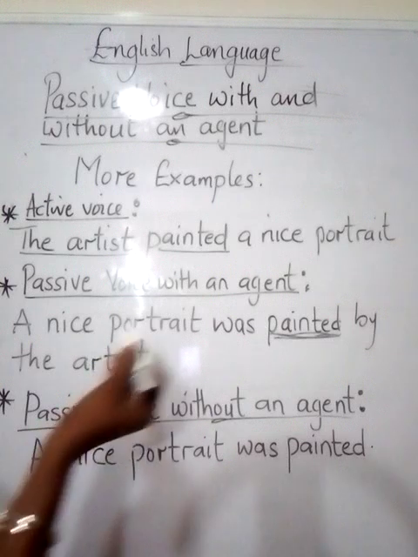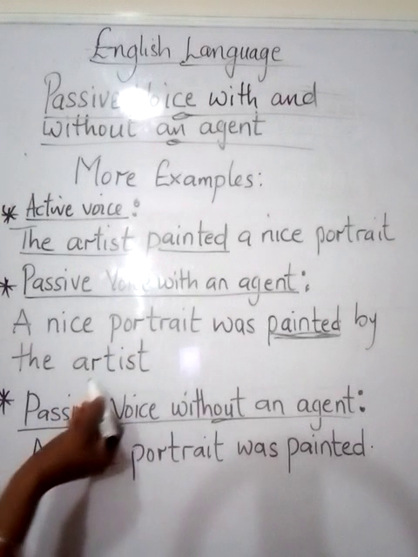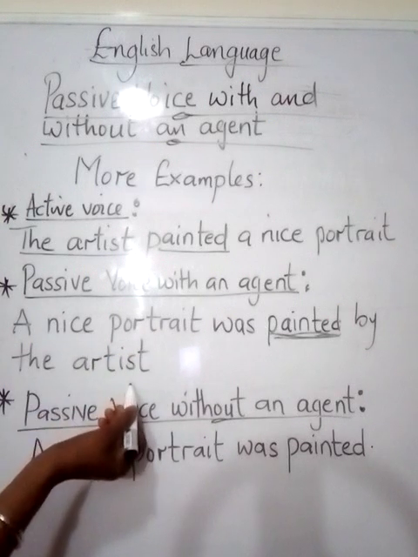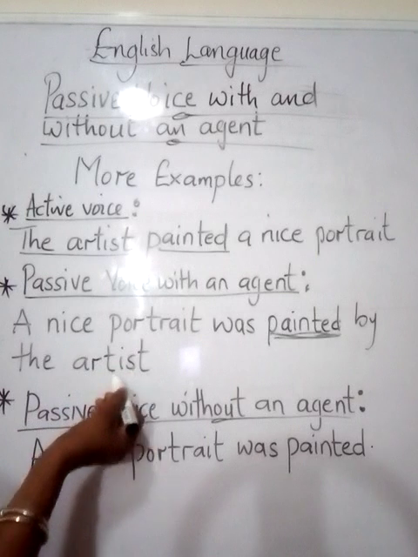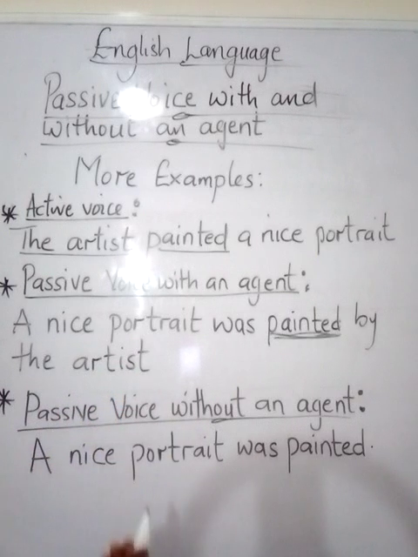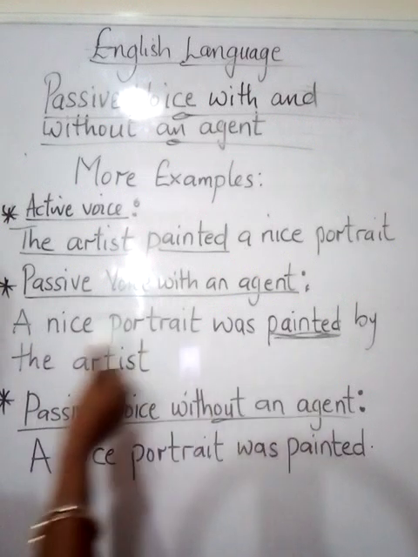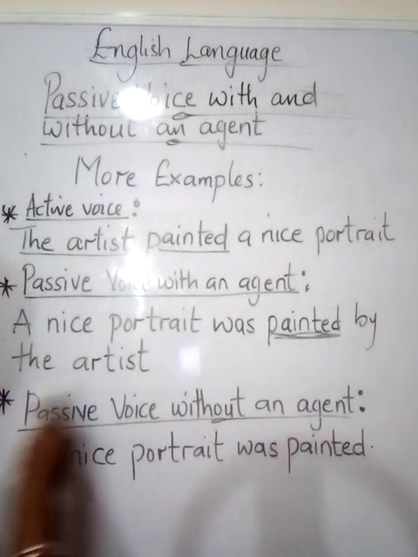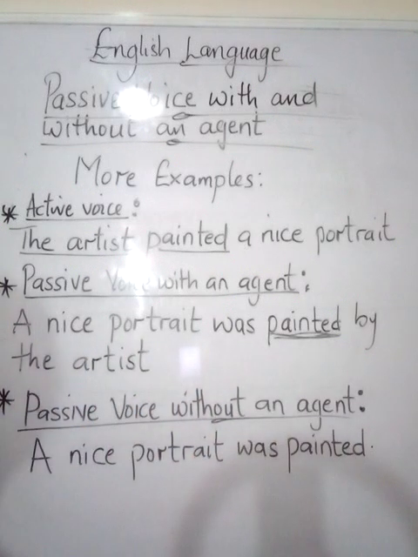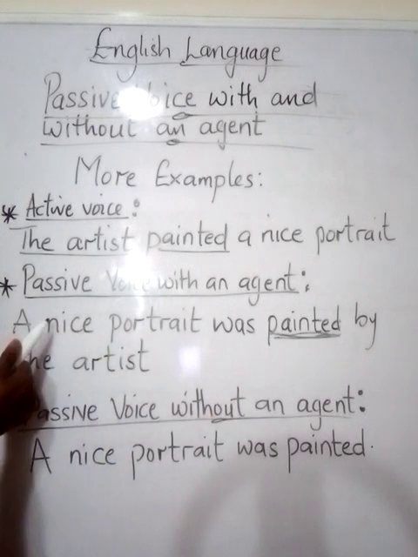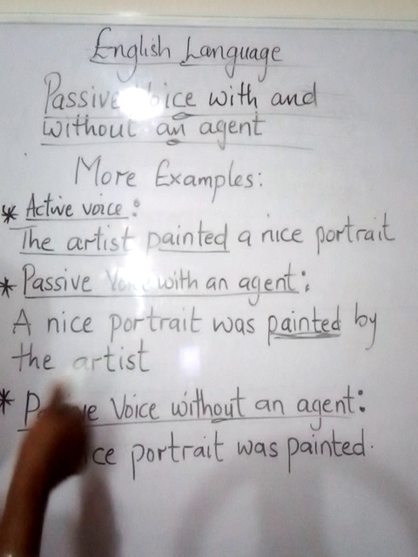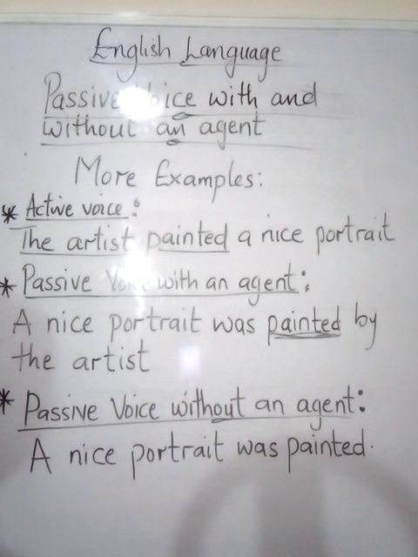So we see the artist, the doer of the action, now taking the back seat, now taking the position of the object of the sentence. So this is usually the structure of a passive voice. A nice portrait was painted by the artist. The object, receiver of the action, now comes forward, taking the position of the subject, while the doer of the action takes the back seat.